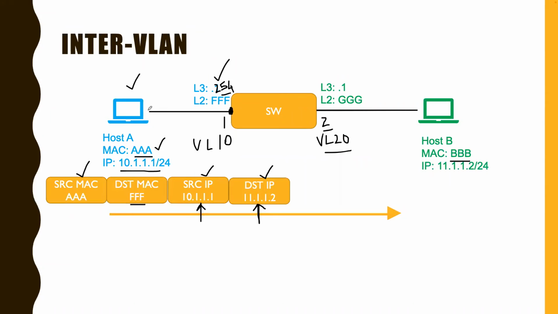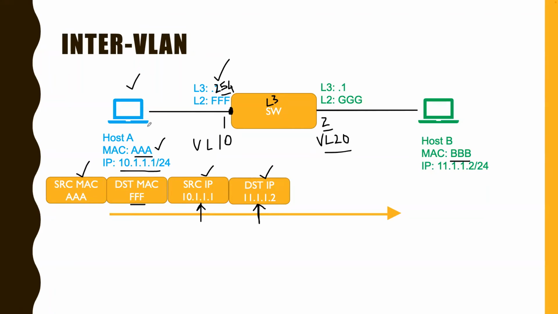Now, to send an Ethernet frame to my default gateway, I should have. Sir, but switches do not perform routing. No, I'm assuming this is a layer 3 switch. It is having layer 3 gateway configured. So it will perform. So what I want to do is I want to send all my data to my layer 3 gateway.